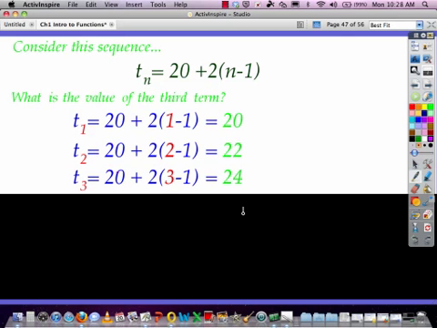We really would not have to have done these first 2 at all. If it said list the first 3 terms, then we would have. But if this wanted the third term, and that's what our question says, what is the value of the third term, we could have done just the 1 and come up with 24.